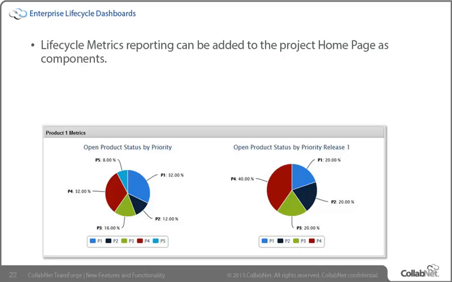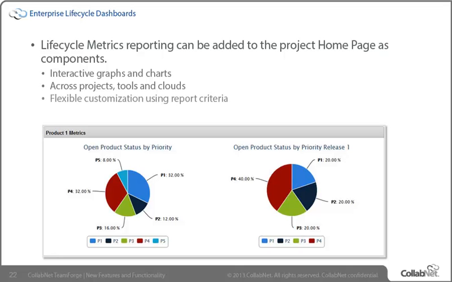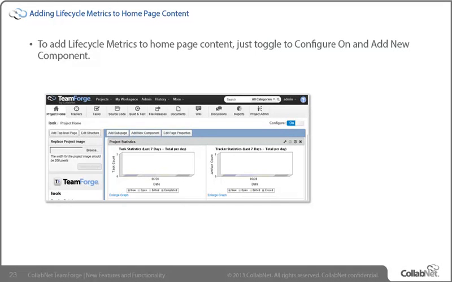Lifecycle metrics can now be added to your project homepage content. These new reports are available as a project page component, which displays interactive reports, which is based on data from multiple projects and data sources, which can be created and customized without the need to be an expert at SQL queries and databases because you'll use pick lists for your choice of reporting criteria, and which are dynamic reports showing live data.